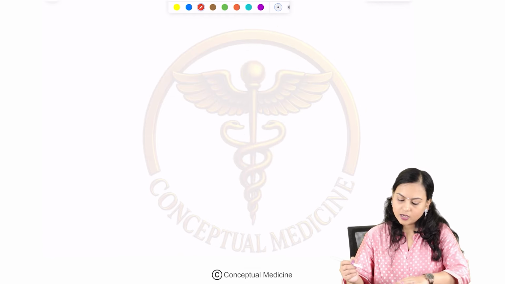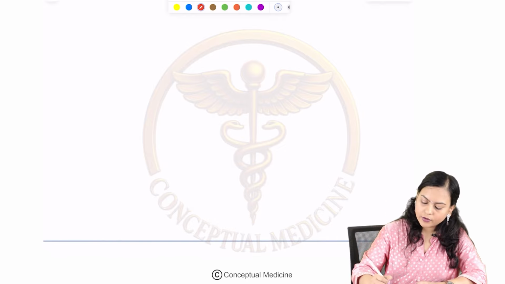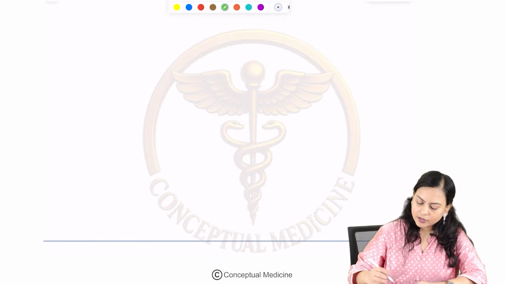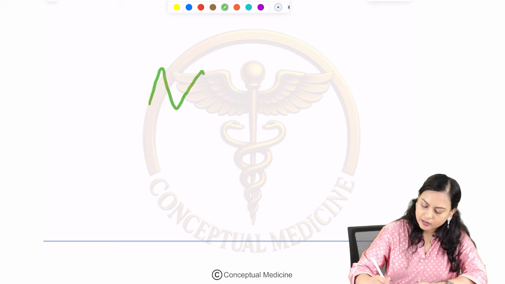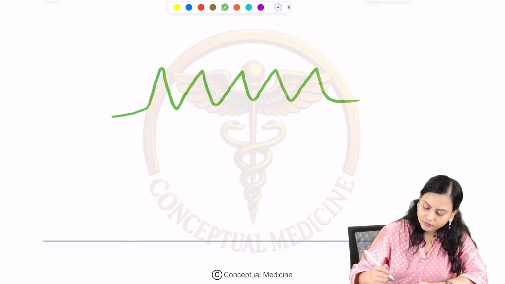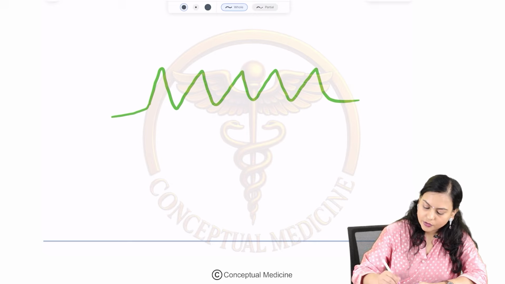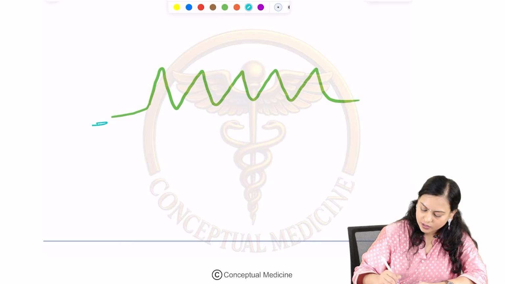Now we'll see how the villi are now going to get established. Basically we have the villi, we have the villi like this, and then we have the intraembryonic mesoderm.